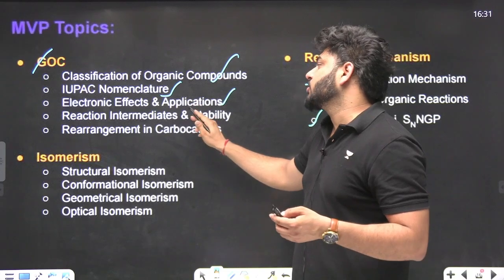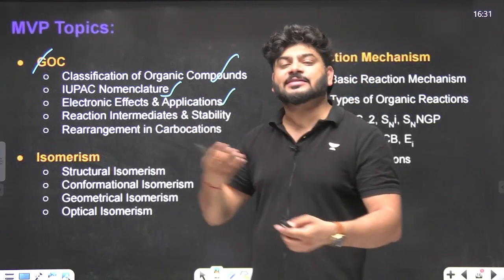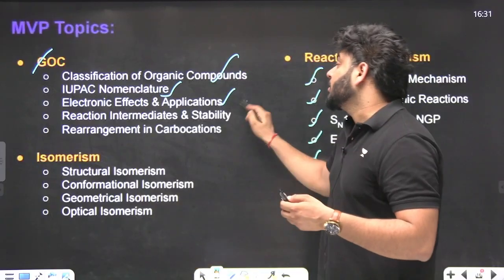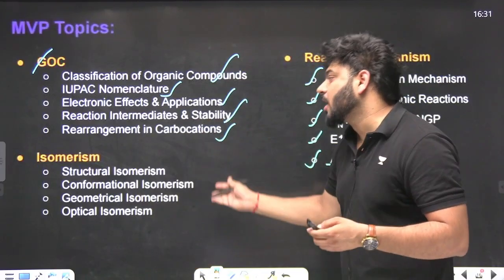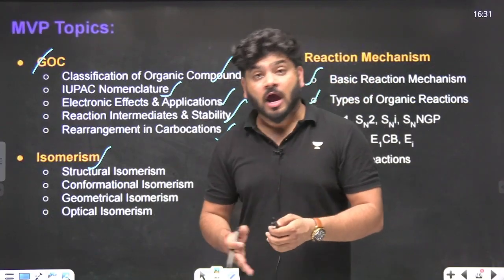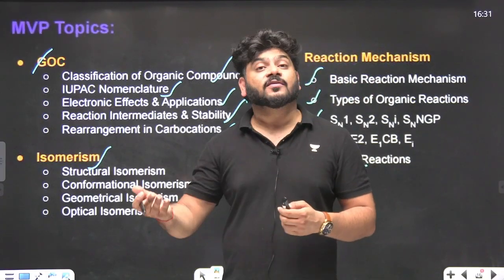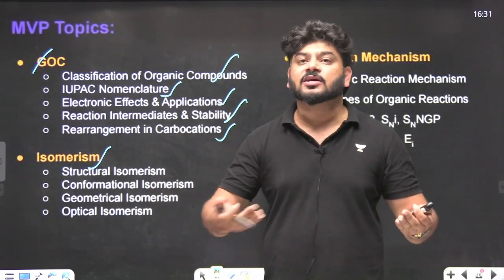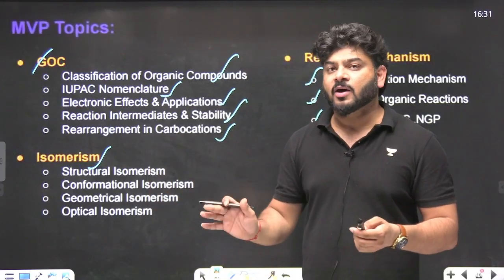Electronic effects and their applications. Application is in terms of acidic strength, basic strength of the compound, stabilities of carbocation, carbanion, and carbon free radical, reaction intermediate and stability, rearrangement in the carbocation. We have isomerism. Isomerism contains structural and stereo, and both of them are highly important as far as JEE Main is concerned, because stereo sometimes is covered in 12th class, structural comes in the 11th standard itself, but both of them are highly important.